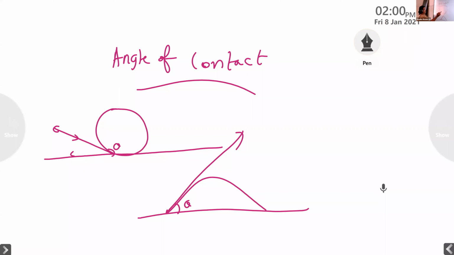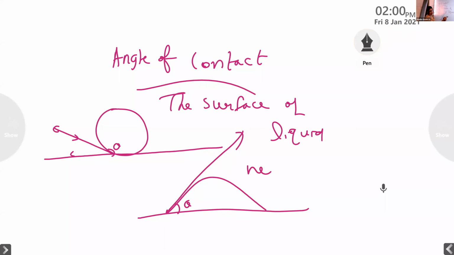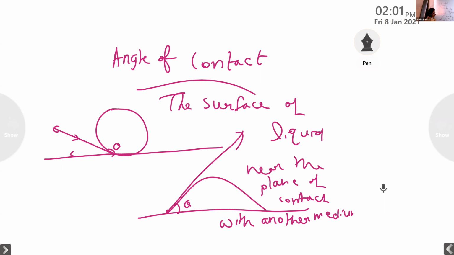The surface of a liquid near the plane of contact with another medium is generally curved.